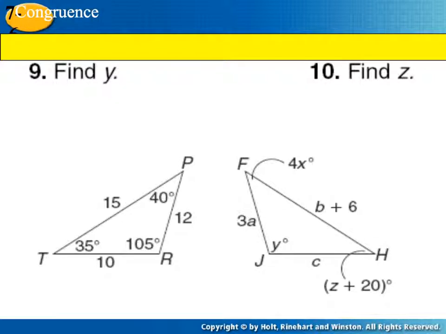Okay, right here. Here's another one. Same two triangles. You don't have to rewrite it. This is the last note we have. So I want you to find Y and find Z. Go. Same idea. Same congruent statement as you had before. Triangle PRT is congruent to triangle FJH.